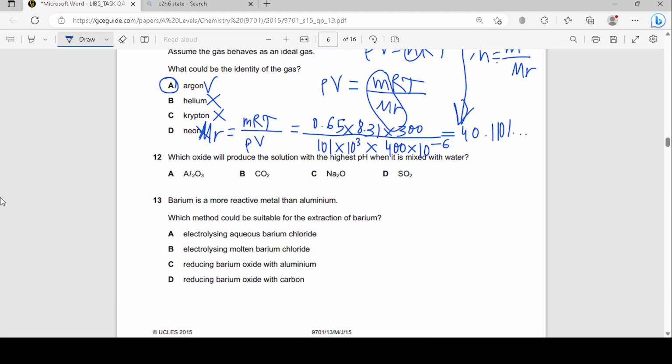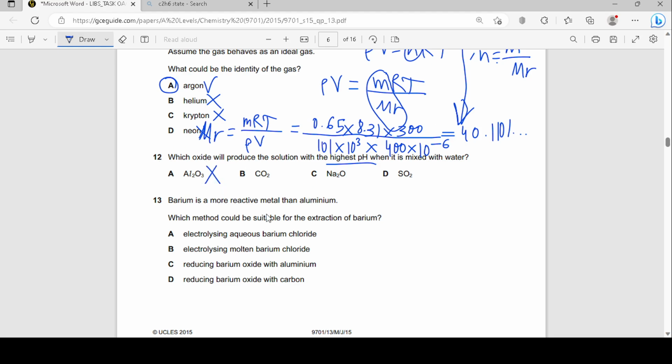Next question. Which oxide, okay, we have inorganic now. Which oxide will produce the solution with the highest pH when it's mixed with water? Highest pH means that it's probably basic, because the pH scale is from 0 to 14, right, at room temperature and pressure. So if it's high pH, then probably it's going to be basic, I suppose. Now, Al2O3 doesn't really react with water, does it? Because Al2O3 is insoluble. It's a giant ionic lattice, very strong lattice, and because of that, it's just not going to react with water really.